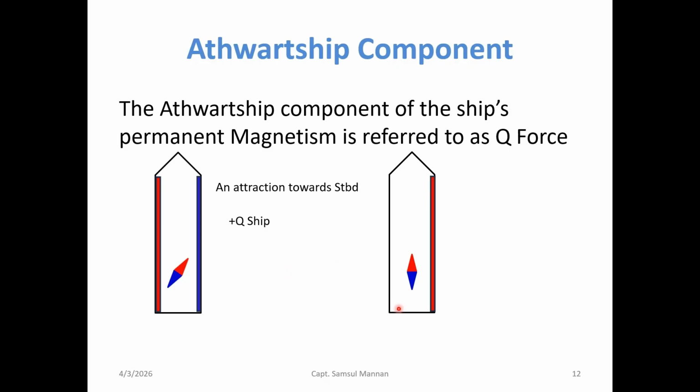Whereas if you have a red pole on the starboard side and a blue pole on the port side, that compass needle will be deflected by that red pole and attracted by the blue pole, and it will feel an attraction towards the port side and be deviated to the port side. This type of ship we call minus Q ship.